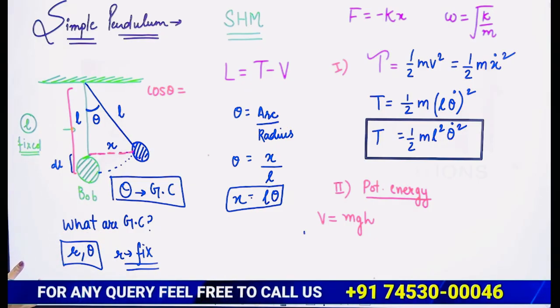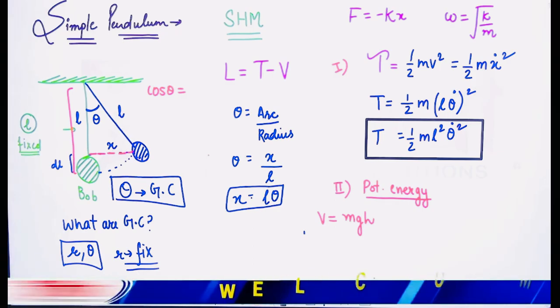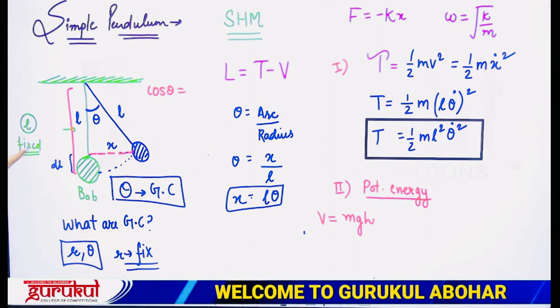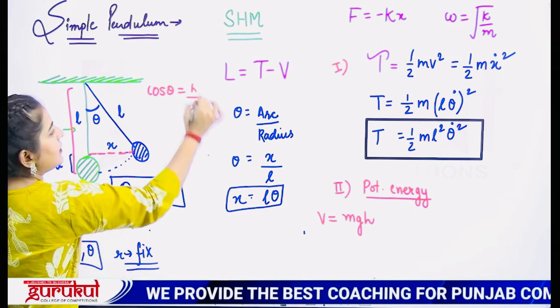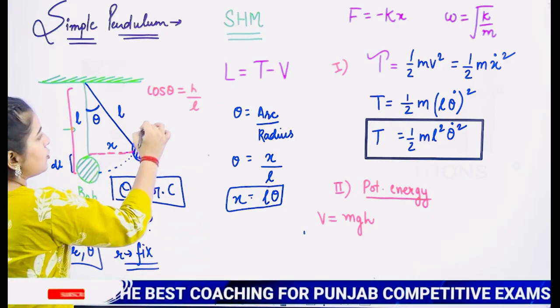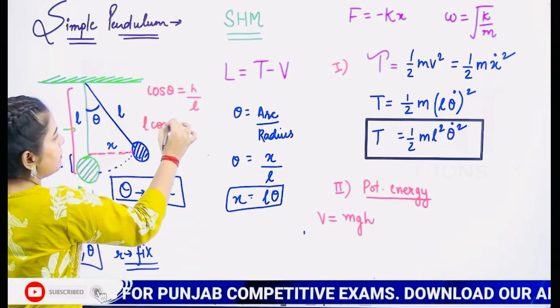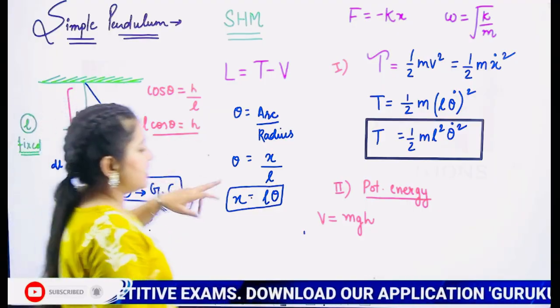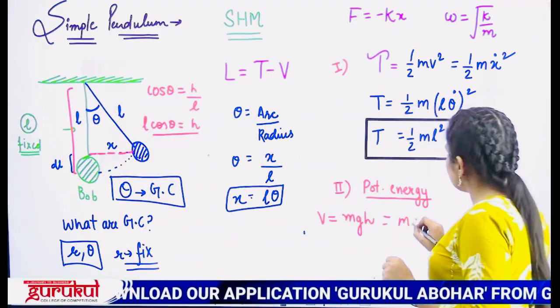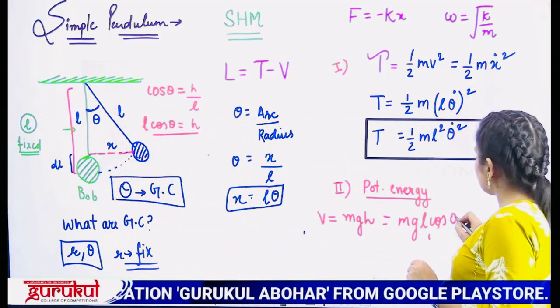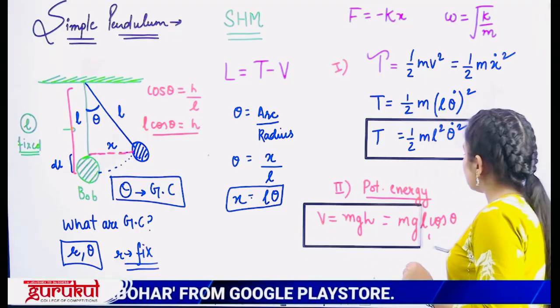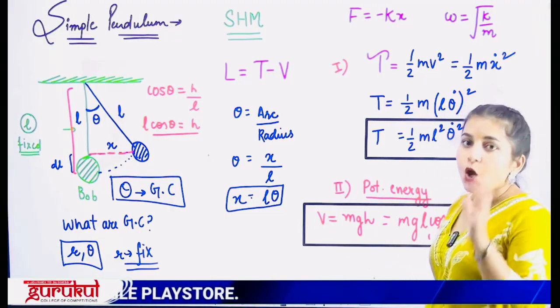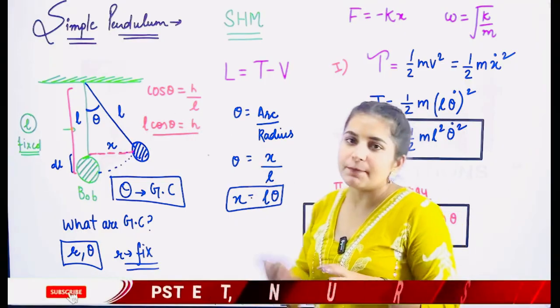So, cos theta will be h upon L. Absolutely. So L cos theta will be your height. So mgh will be equal to mgl cos theta. This will be my potential energy for the case of the simple pendulum.